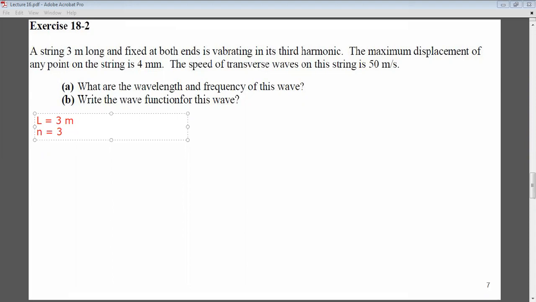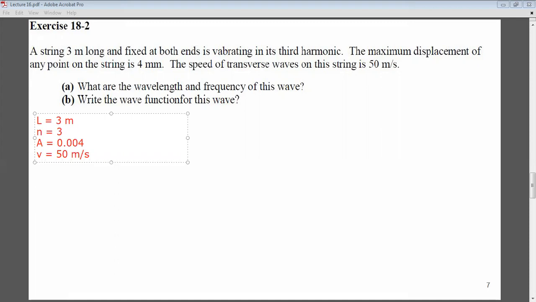The maximum displacement of any point on the string is 4 millimeters. So I have A is equal 0.004. The speed of transverse waves on this string is 50 meters per second. So I have V is equal 50 meters per second.